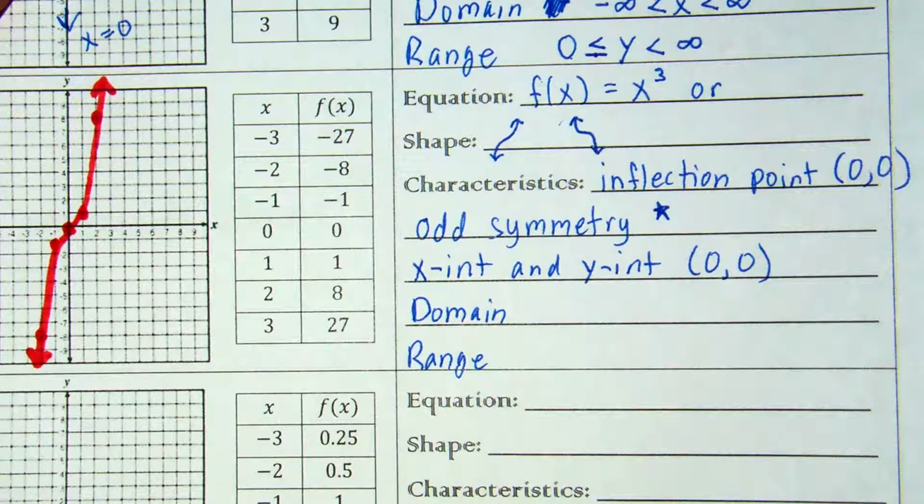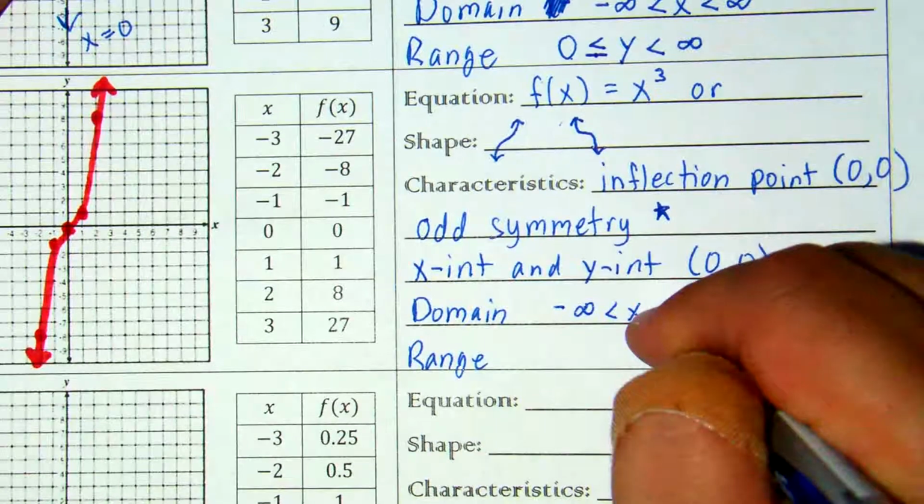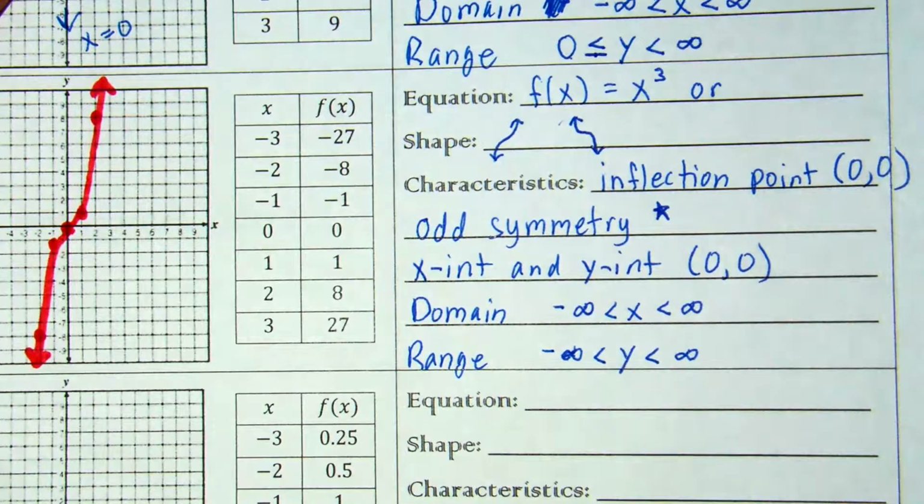So our domain is negative infinity, less than x, less than positive infinity. And our range is exactly the same thing. But remember, range is the y values and domain is the x values.